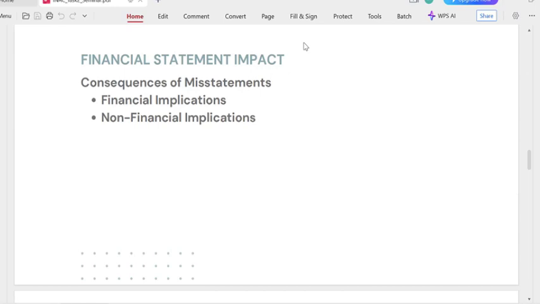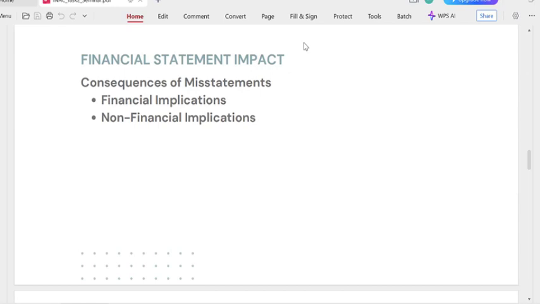For example, if there is a company where theft is going on, and someone is stealing the money and making the expenses overstated, it means the company is not making the profits which it would have been making without that fraud. That's the financial implication.